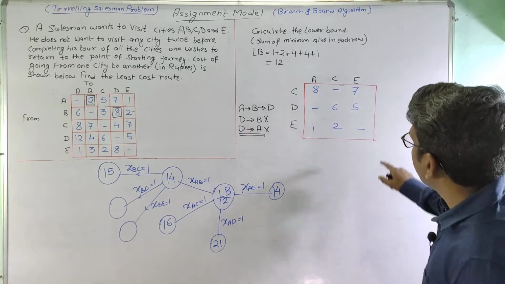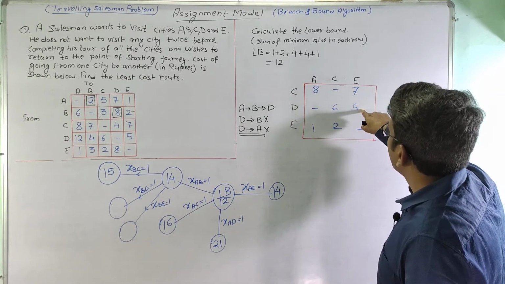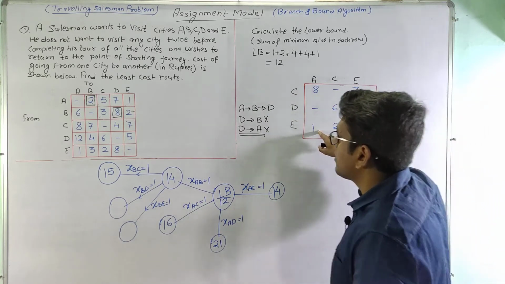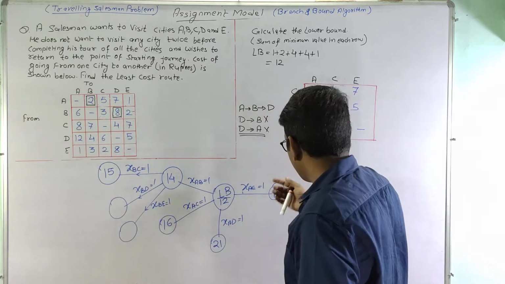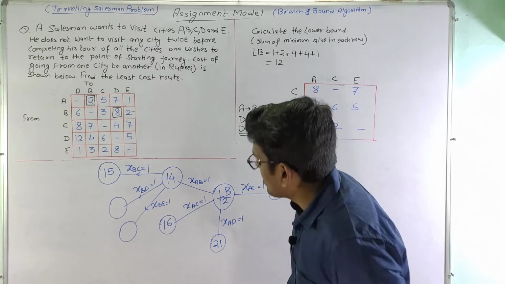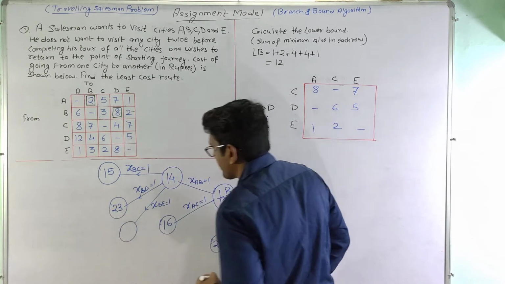So now again we will calculate the lower bound for this case, which is 7 plus 5 12, 12 plus 1 13, and 13 plus 8 plus 2 10. 13 plus 10 is 23. So now for this condition our lower bound comes to 23.